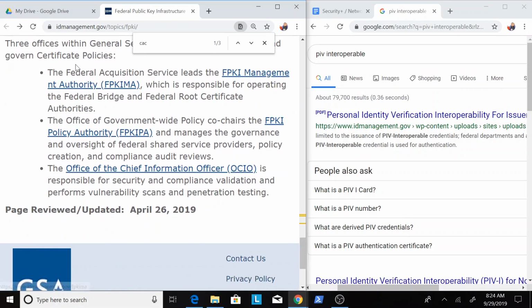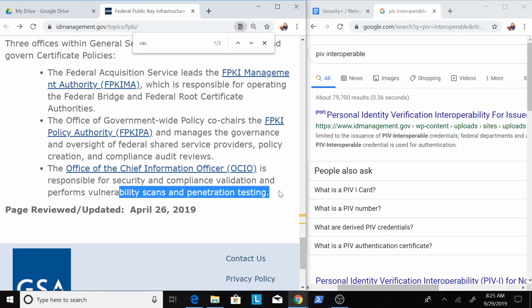3 offices within General Service Administration maintain and govern certificate policies. So you have your Federal Acquisition Service Office, which is responsible for operating the Federal Bridge and Federal Route Certificate Authorities. You have the Office of Government-Wide Policy Co-Chairs. If we refer to these guys as their acronyms, we could say these guys are the FPKIMA, and this is FPKIPA, and this is OCIO. OCIO is responsible for security and compliance validation and performs vulnerability scans and penetration testing.